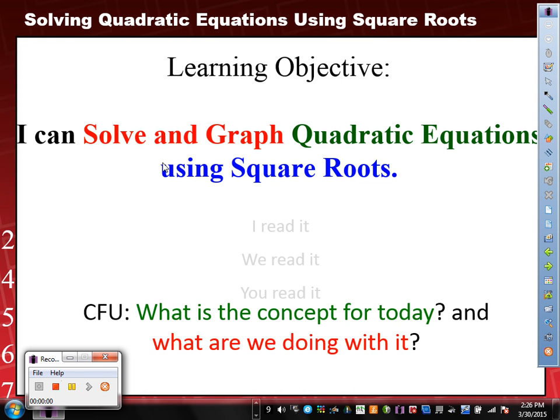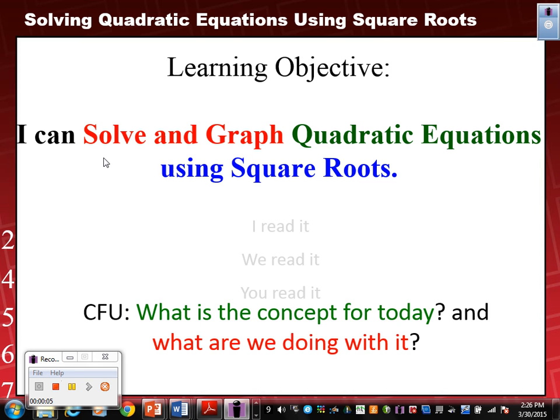Our objective for today: I can solve and graph quadratic equations using square roots. Let's read together. 1, 2, 3. I can solve and graph quadratic equations.